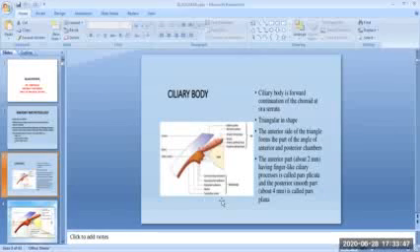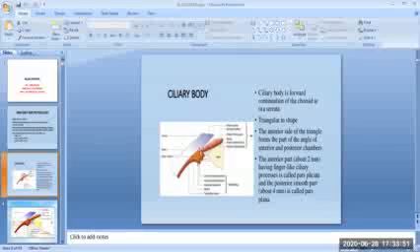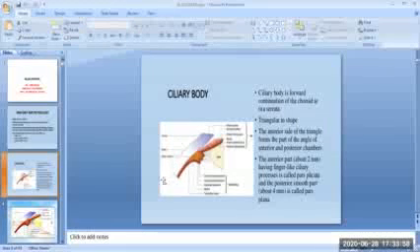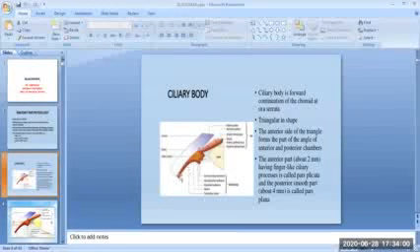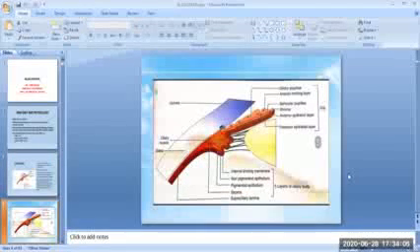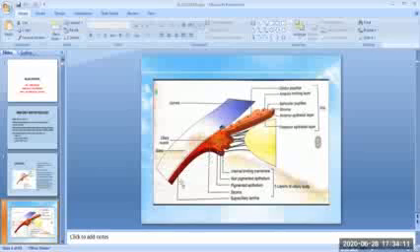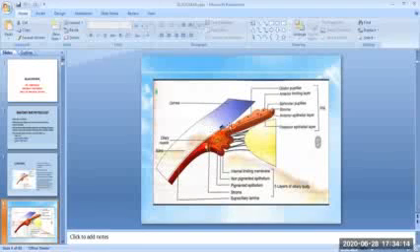The anterior part, about 2 mm, having finger-like ciliary processes, is called the pars plicata, and the posterior part, about 4 mm, is called the pars plana. Here you can see in this image, this is the ciliary body. It is the pars plicata part, and this is the pars plana part.